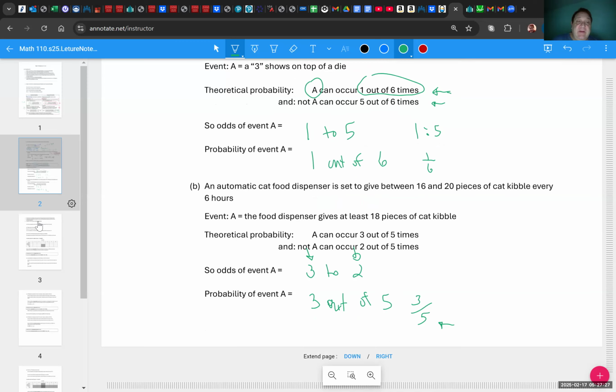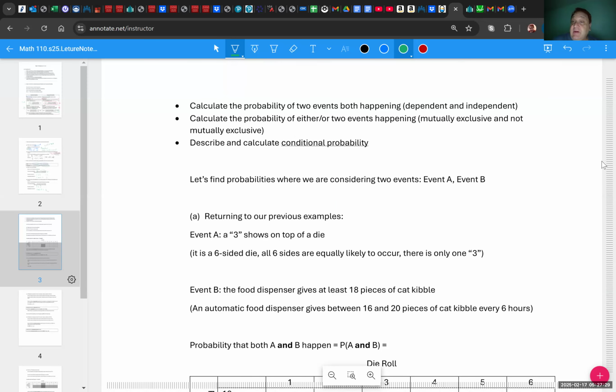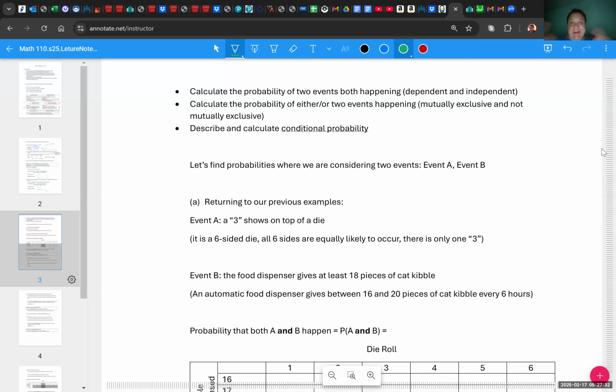All right, so for the next learning objective, I'm actually going to do 3 altogether. It's easier to talk about 3 of these together than try to isolate them separately. The 3 that I'm going to do next is to calculate the probability of 2 events both happening, that's sort of an "and," this and that; the probability that 2 things either/or happen; and then describe what conditional probability is and calculate that as well. So we're going to do those 3 all together.